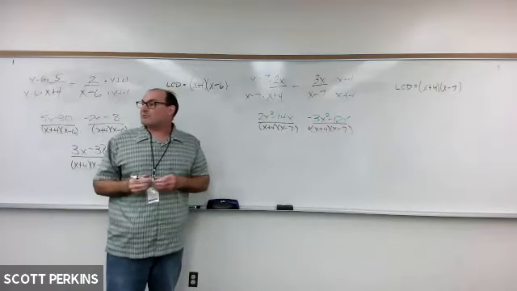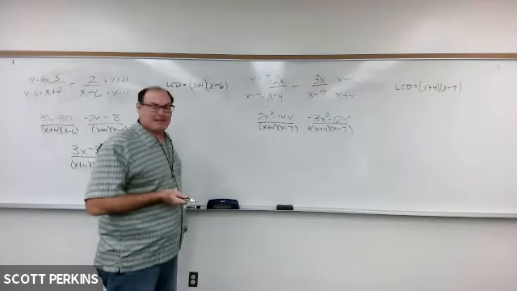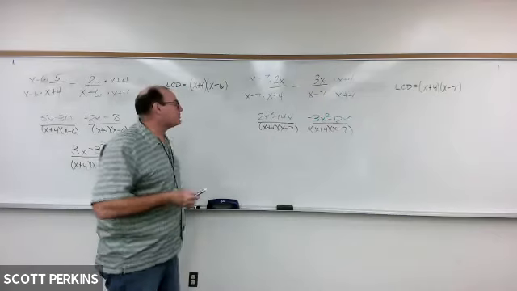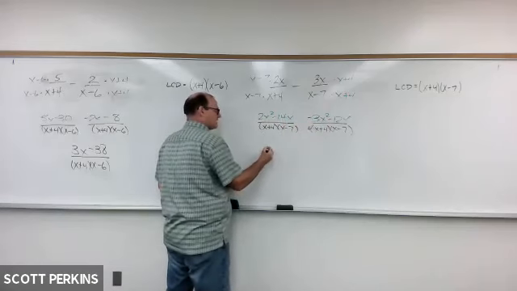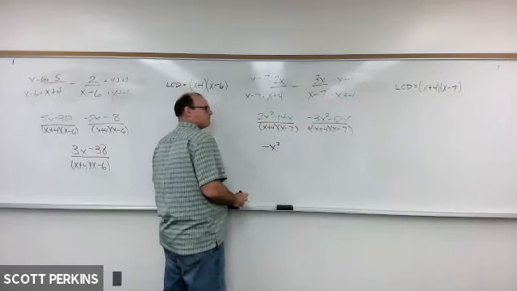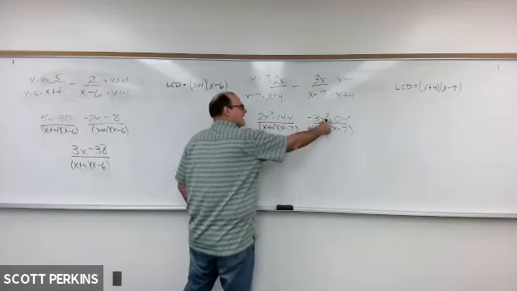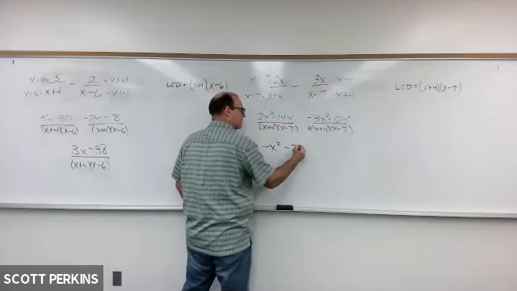I'm going to collect the like terms. If anything will factor and cancel, then I'll do that. We always want to reduce our fraction. So 2x squared minus 3x squared is negative x squared. Negative 14x and negative 12x is negative 26x.